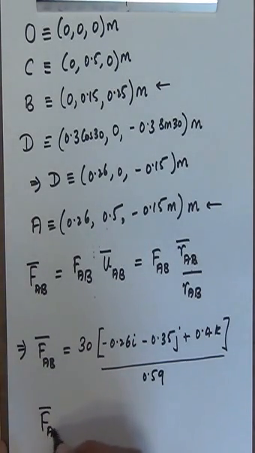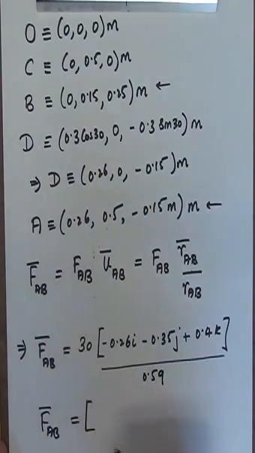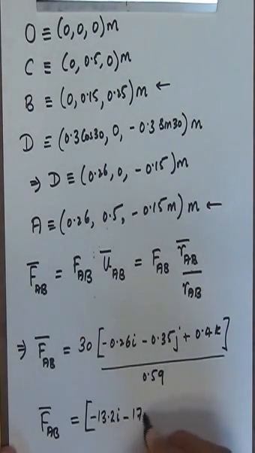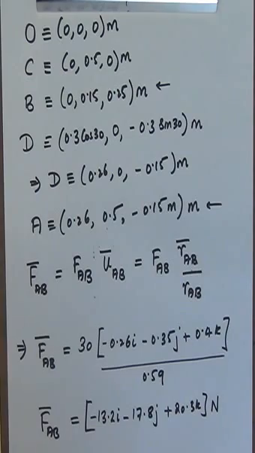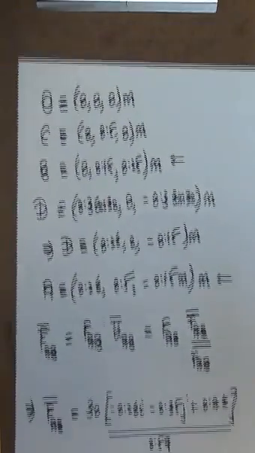So force FAB written as a vector, we will copy down this information in the next page as well. So this is going to be minus 13.2 I minus 17.8 J, and then plus 20.3 K, so many newtons. Alright, so we have all these coordinates, we have the force written as a vector, and now we need to set about finding the moments about the axes of interest for us.